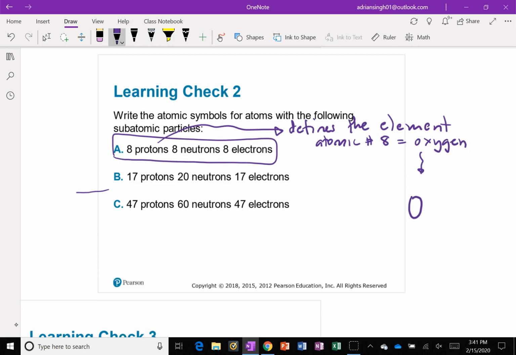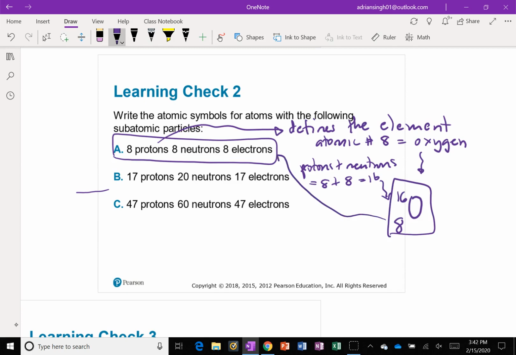We have 8 protons, so that's going to be our number down here on the bottom. And then the mass number on top is the protons plus the neutrons, right? Which is 8 protons plus 8 neutrons, which is equal to 16. And then that is our mass number that goes on top. So that'll be the atomic or the nuclear symbol for that first one.